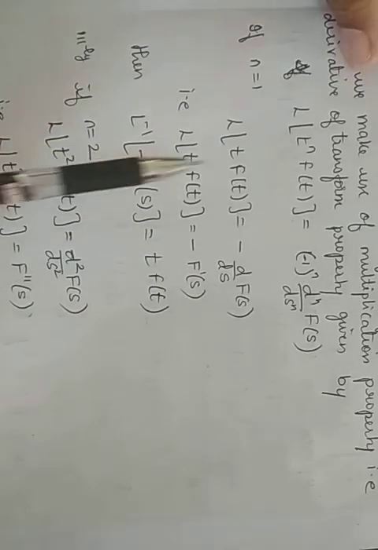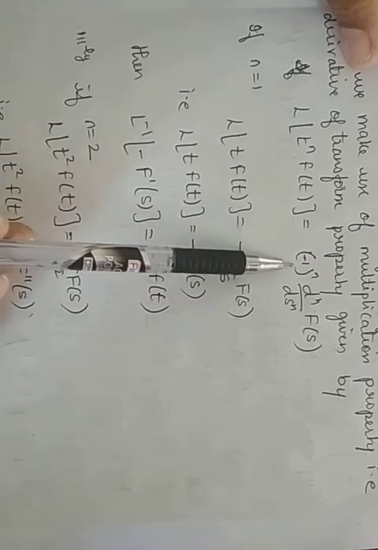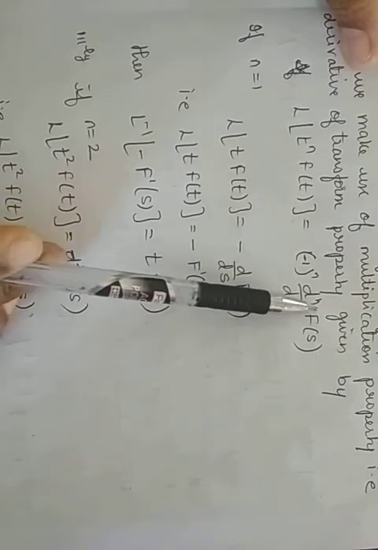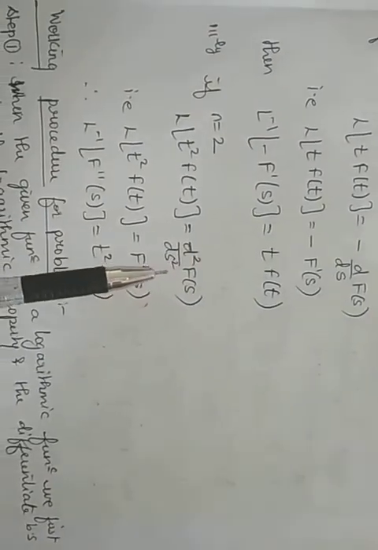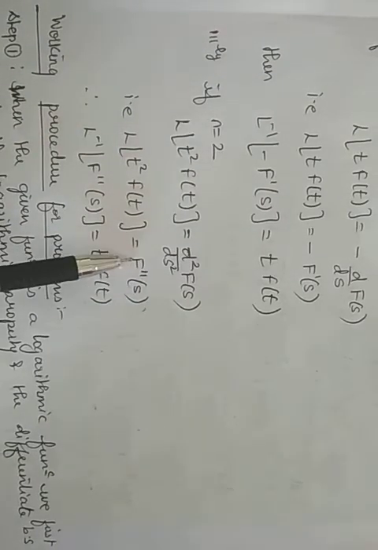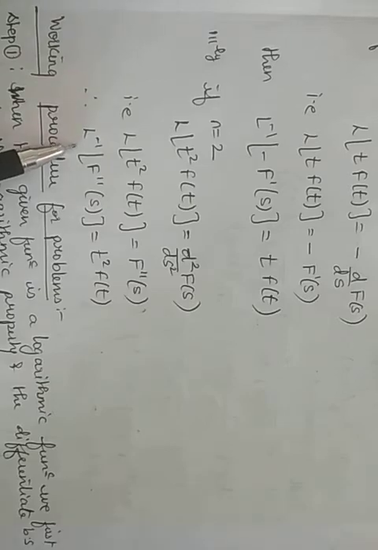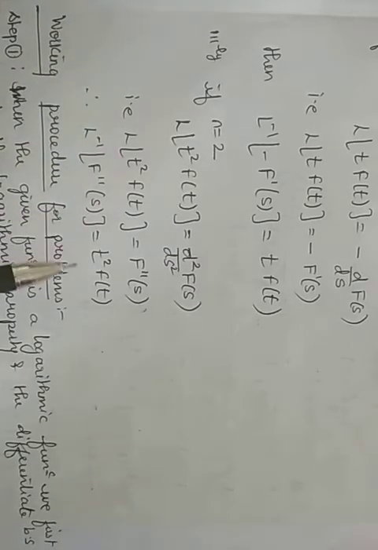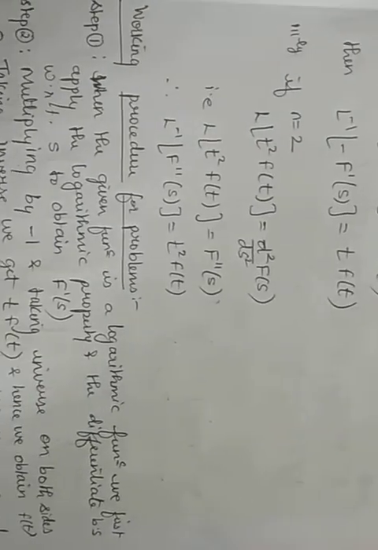Similarly, if you take n equal to 2, it will become Laplace transform of t square f of t is equal to minus 1 squared, which becomes plus, d square by ds square of f of s, and d square by ds square of f of s is f double dash of s. Taking this L operator this side, it will become L inverse of f double dash of s, which is equal to t square into f of t. So in the problems, when you go with L inverse of f double dash of s, I will be substituting it as t square into f of t. With this concept, we are going to see the working procedure for problems.